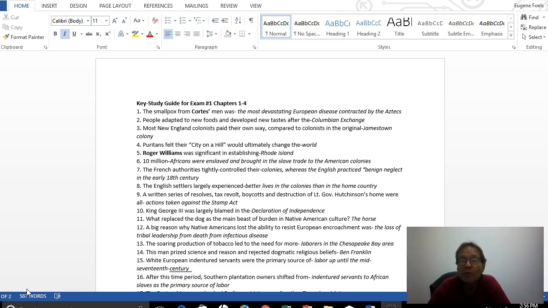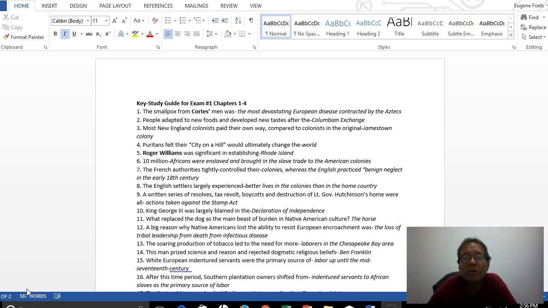Puritans, in number 4, felt that their city on a hill would ultimately change the world. This is an important idea in the American political creed, the idea of being special, the idea that we are doing something new and unique, and that we are a shining light for the rest of the world to emulate.